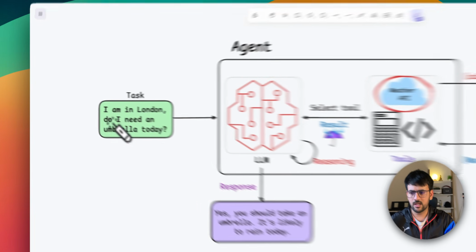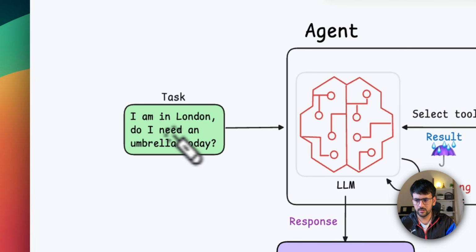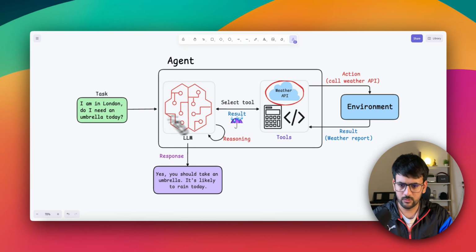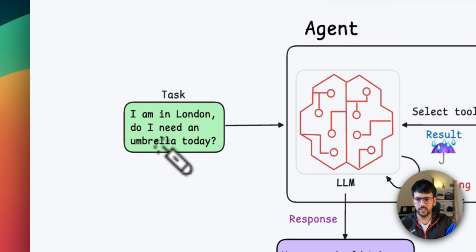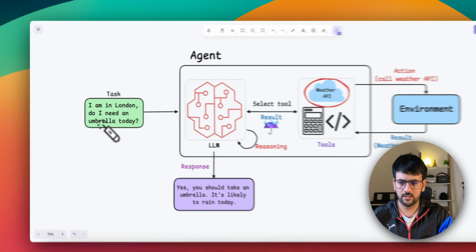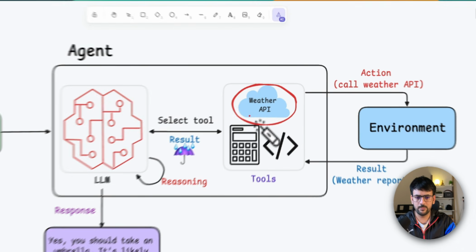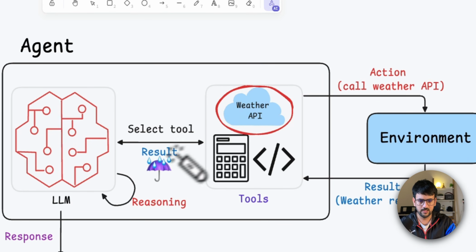In this case, the task is a user query that says that I'm in London. Do I need to use an umbrella today? Now, once the agent receives this query, it uses the LLM to reason over it. So there are two important things to note here. One, that the user is in London, and second, he wants to inquire about weather conditions. So once it is able to reason over it, the agent tries to take a look at what all tools does it have access to, right?